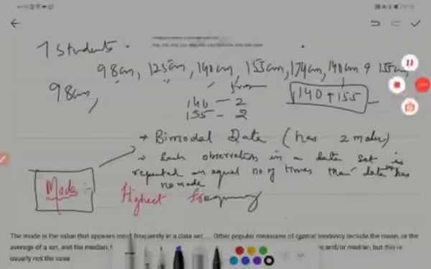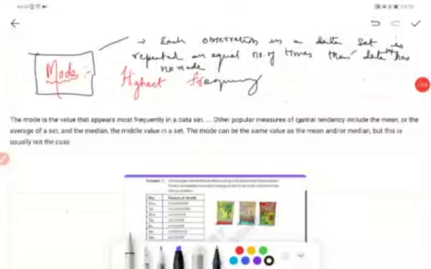I think we should stop. Let me take one more example and stop. All right. So I'll tell you some situations. You need to tell me which is the appropriate representative value. The first situation, there is a shopkeeper selling shirts and needs to decide which size of shirts to order more. So what do you think, which will be the appropriate representative data?